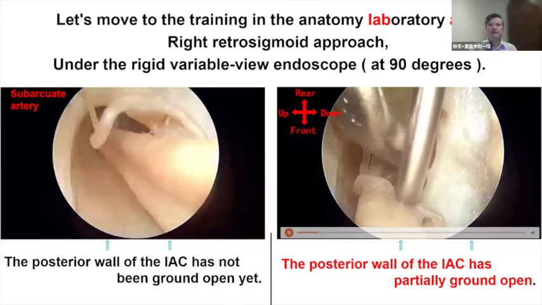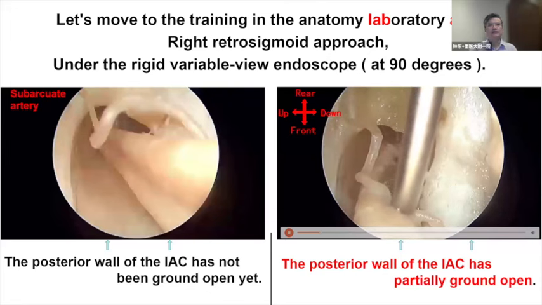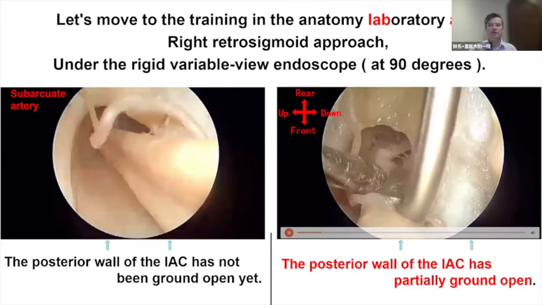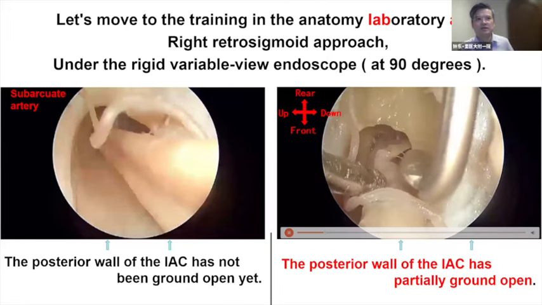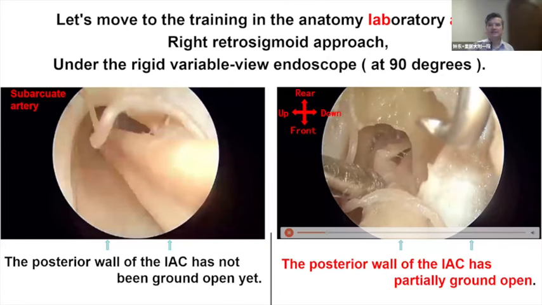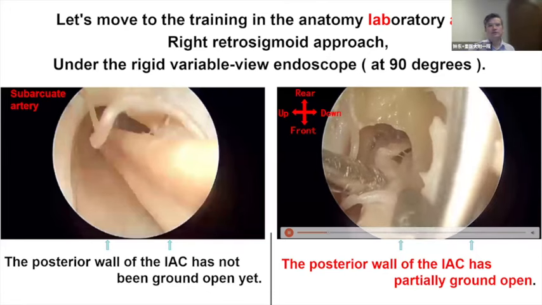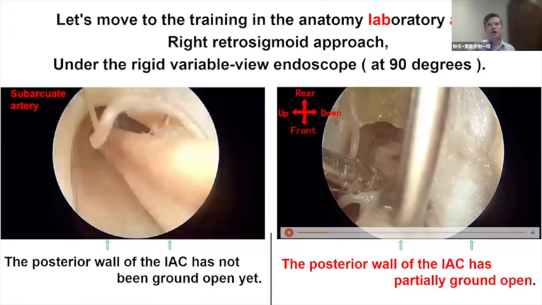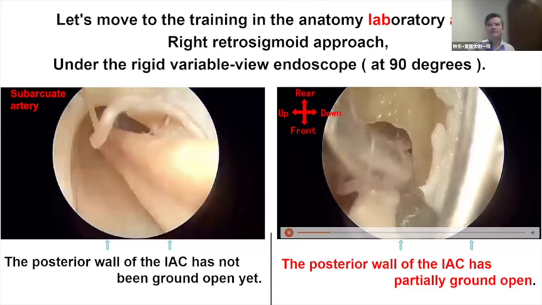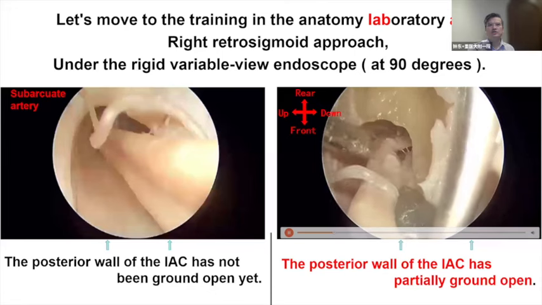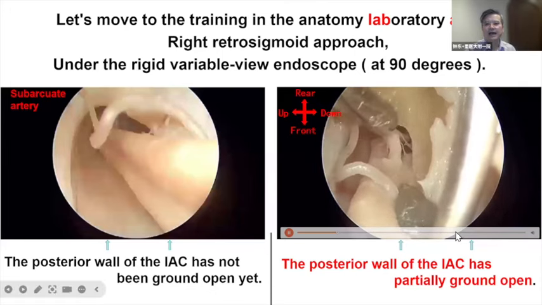Microscopic and neuroendoscopic techniques have their respective advantages and can complement each other. Young neurosurgeons should master these two techniques. We can freely operate with two hands. We can freely use the suction and the detector at the bottom of the IAC.